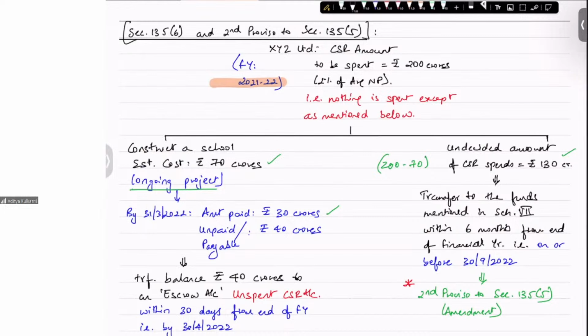Look at the way the section is worded. Ongoing project, you will have to transfer the balance amount to the escrow account, which is unspent CSR account. Now, the moment you transfer, can you get this money back ever in the future? Answer is no. You will not get this money back. Sir, why? See, I have to ensure that the project is completed within 3 years. You ensured that. Now you ensured that you got a cost saving.